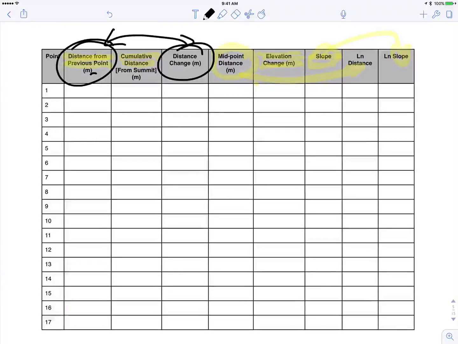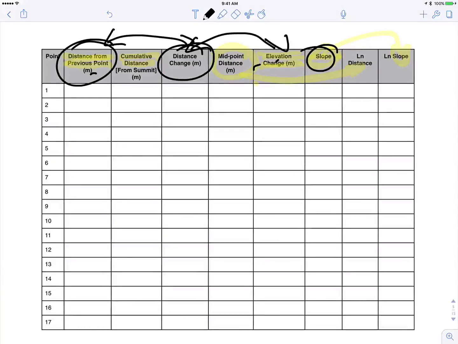We get an elevation change from one location to the next. We calculate a slope by taking the distance from the previous point, or the distance change that we're using, and the elevation change. So these two come together to make the slope. And then once we have those, we can easily take the natural logs.